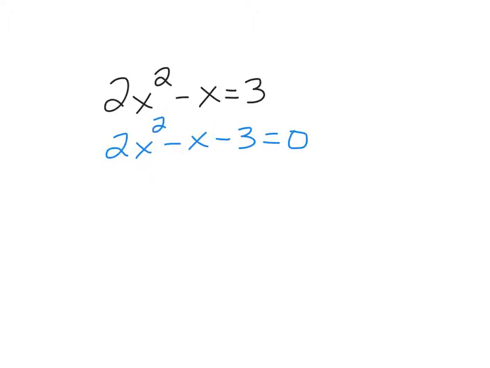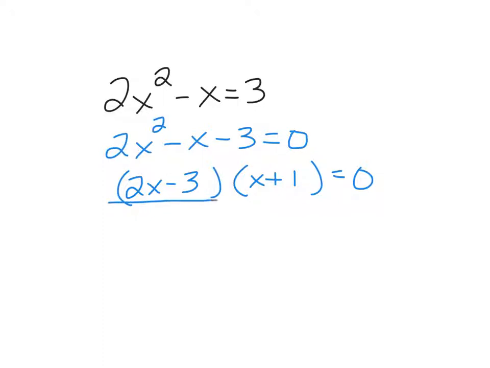I'm going to do the factoring here fairly quickly because I want to get to the point for this particular section that I want to talk about. So I have 2x squared subtract x subtract 3, and if I factor that, I will get 2x subtract 3 and x plus 1 is equal to 0. Once again, I have to set each one of these factors equal to 0. So if I set the first one equal to 0, I have 2x subtract 3 is equal to 0.